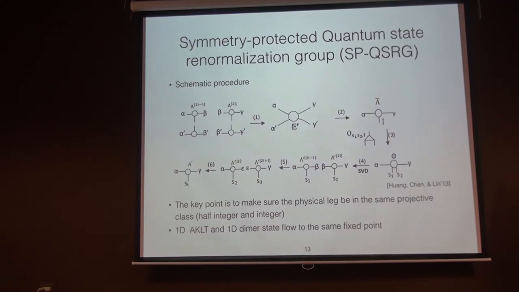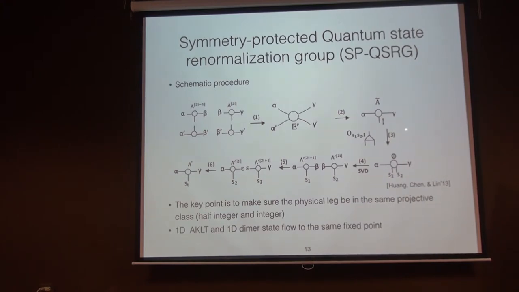Okay, so here I will show you the procedure, the symmetry protected quantum state RG procedure. The first step is we merge two sites to obtain the two-site double tensor, and we split it into up and down rows, and we can get a new tensor A tilde. The important thing is we need to split it into two parts.